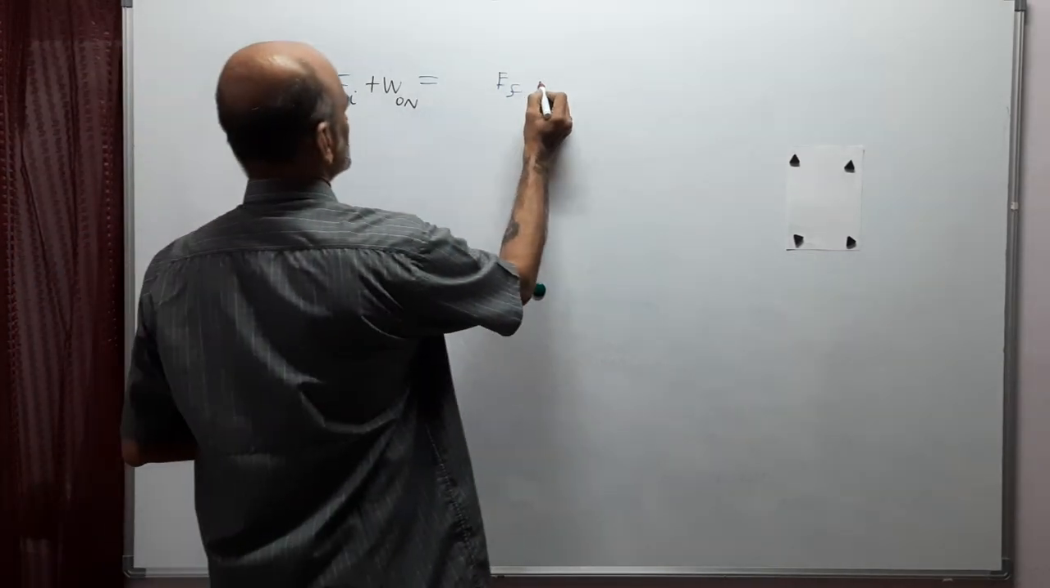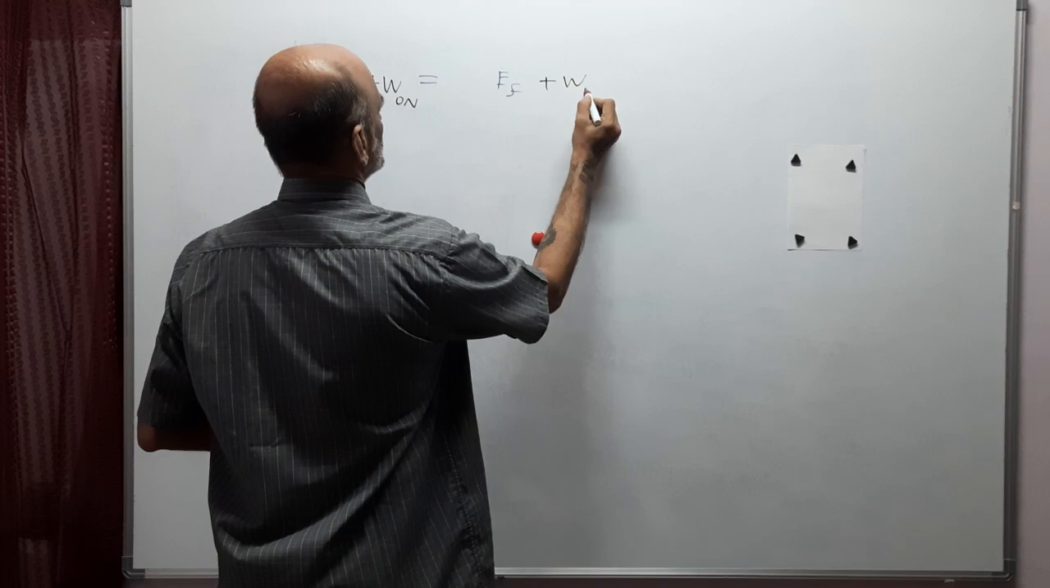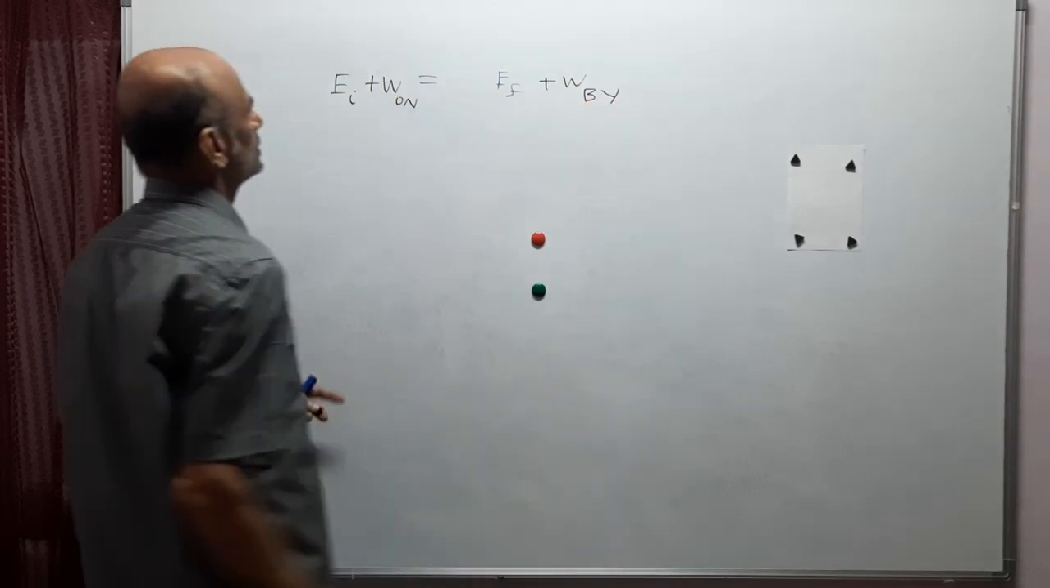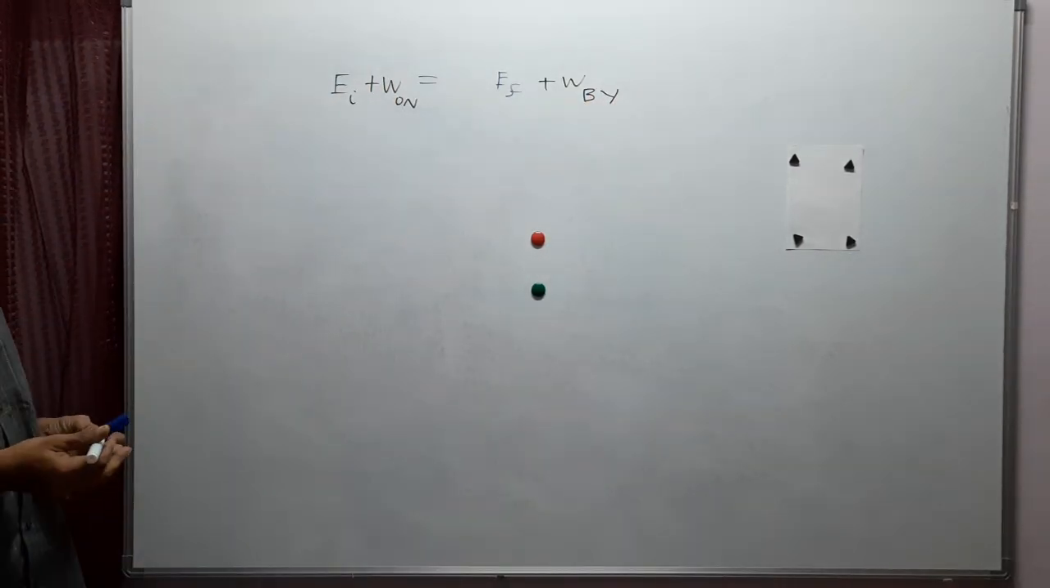And if the system does work, then the final energy will be less. So work done by the system should be added to the final energy to match the initial energy. So this is the work energy theorem.